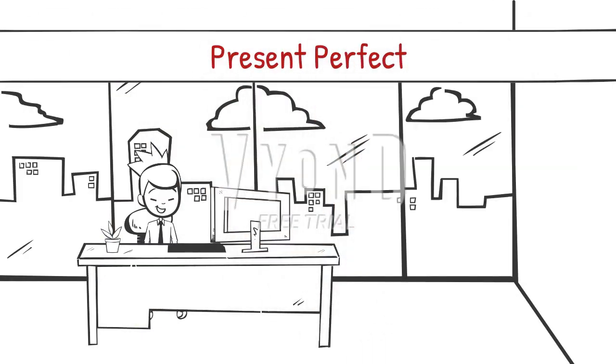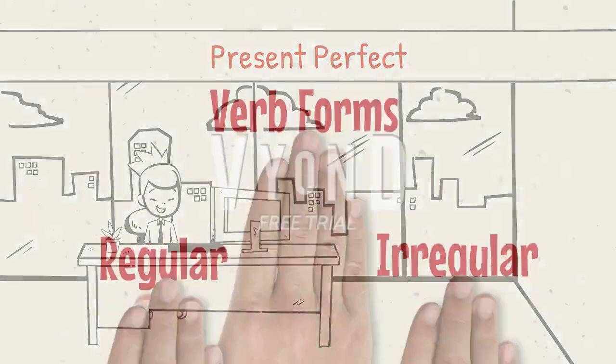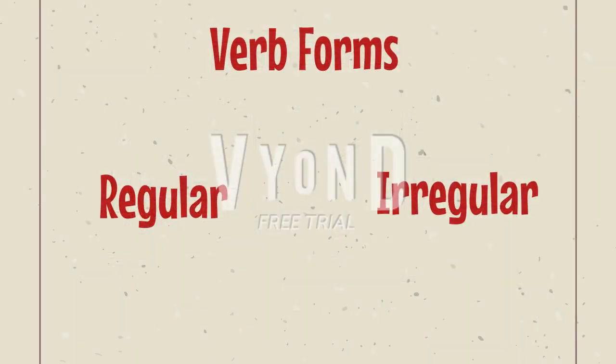Here we are going to talk about present perfect. Before we start talking about present perfect, we need to talk about the verbs. We have to know that we have two types of verbs. We have regular verbs and irregular verbs.